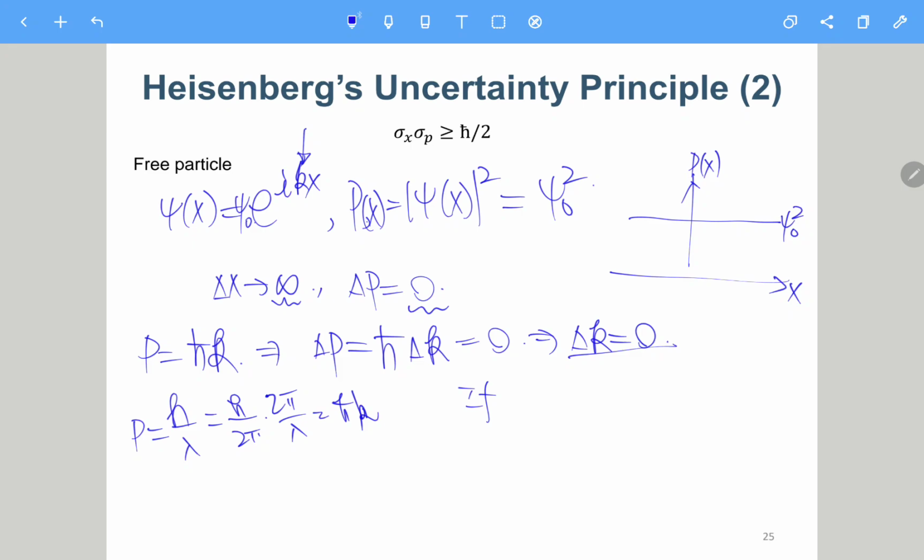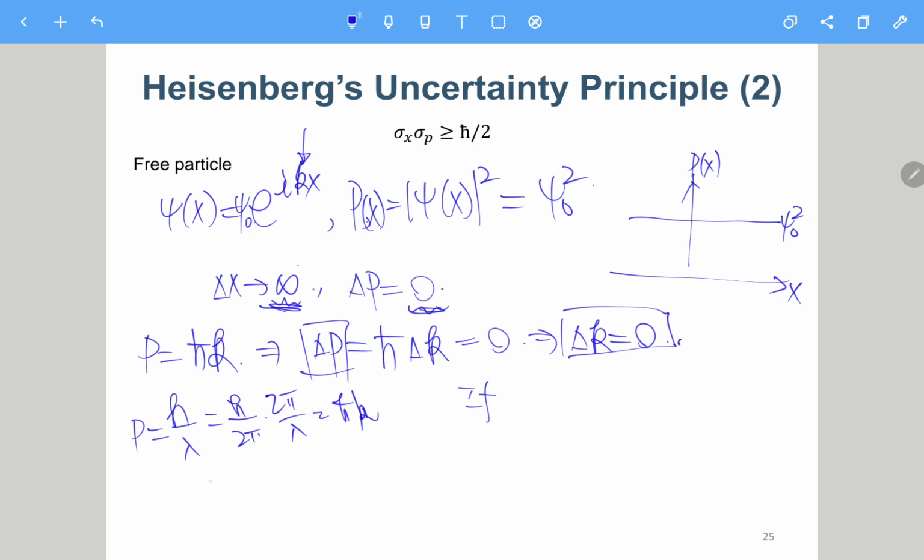The k is fixed. We only have a single wave number. The frequency is very precise. The wavelength is very precise, which means the wave number is really precise. We have delta k equals 0, which means that delta p is also 0. But in that case, infinity multiplied by 0 is still larger than h bar over 2.